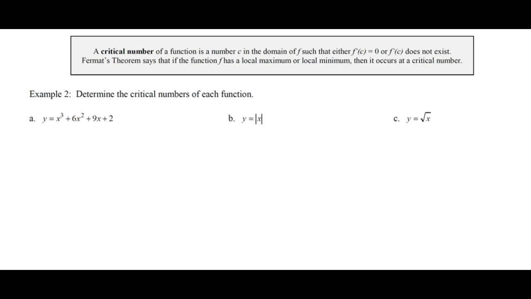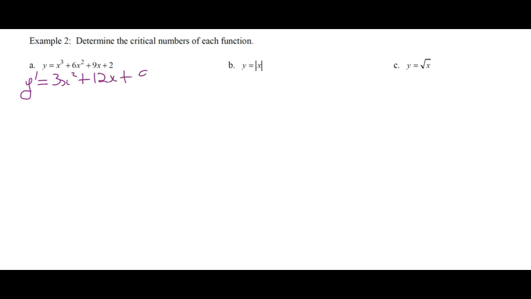Determine the critical numbers of each function. Okay, so how do we get the critical numbers? Got to find the derivative. All right, what's the derivative of the function? Okay, that's trivially trivial. y prime is 3x squared plus 12x plus 9. Okay. Are you sure? Yep. This is what I wrote before.